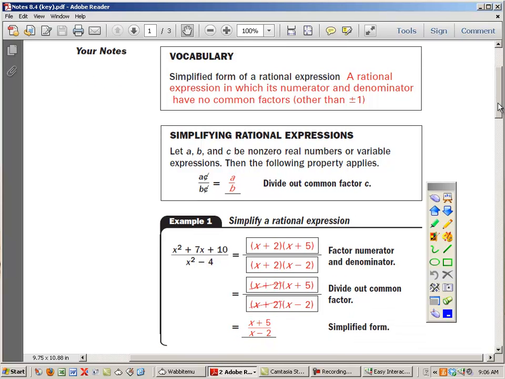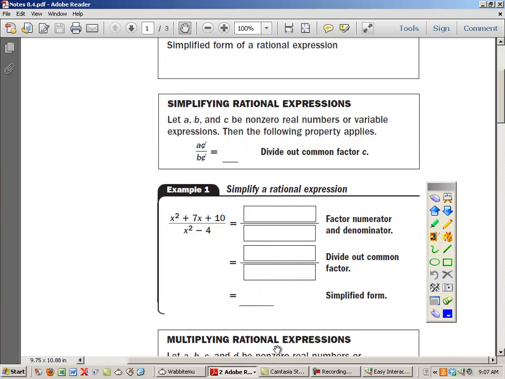So just a couple things in terms of some vocabulary. The simplified form of a rational expression is a rational expression in which its numerator and denominator have no common factors, other than plus or minus 1. In its simplest form, for any rational expression like AC over BC, the C's would cancel out and you get A over B. That seems pretty straightforward, but it's when we start getting into expressions with a binomial or a quadratic or some sort of polynomial that we're trying to simplify. So let's take a look at some examples here.